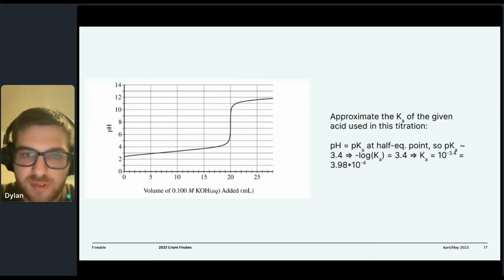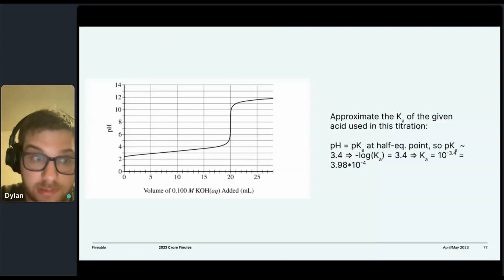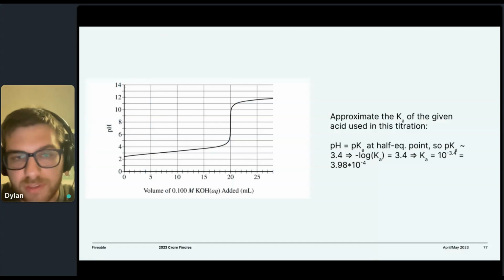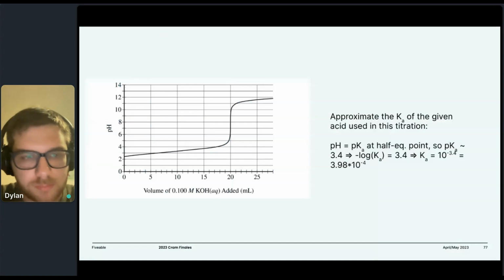We don't know the acid. It's the acid used in this titration of potassium hydroxide, some strong base, into this weak acid, right? So what we do is we know our equivalence point is at 20 because we can see it on the chart, meaning our halfway equivalence point is at 10, right?